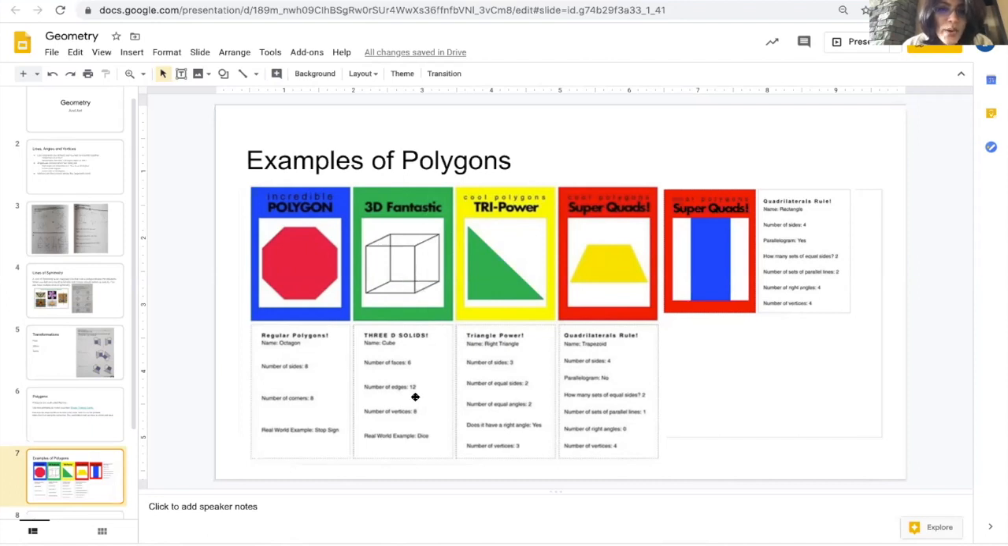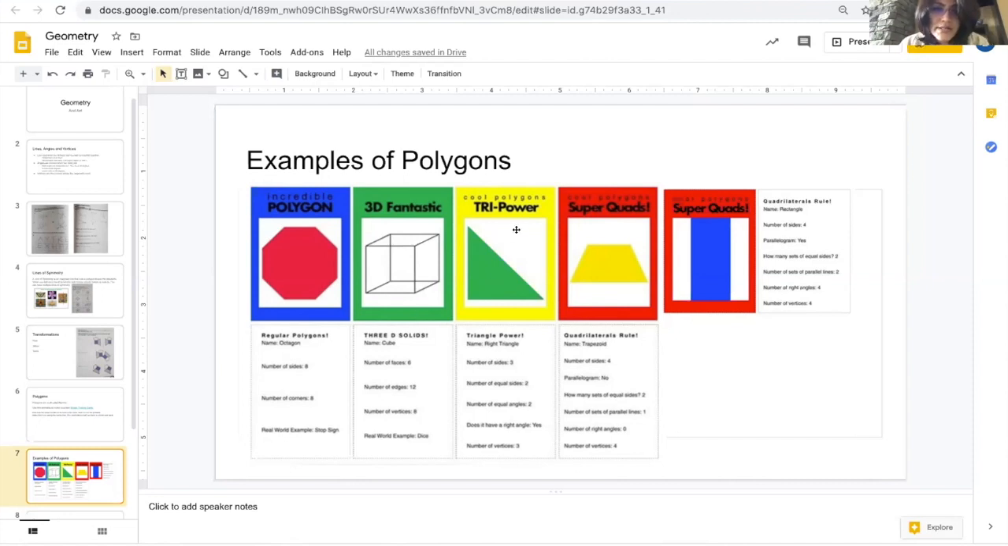Then it has 12 edges. Edges are these line segments all around it that you connect to make faces. And then the number of vertices are the corners. So you can count up the corners. There are 8 in here. And then a real world example could be a dice is a cube.